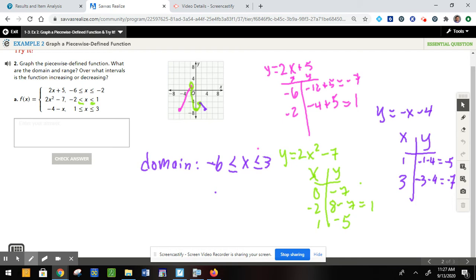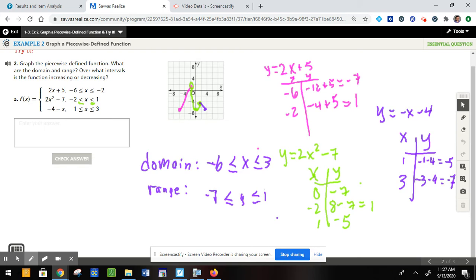For range, well, what's the highest point? Well, sorry, what's the lowest point? And that appears to be -7. And its highest point appears to be 1, just based on the calculations we already did.